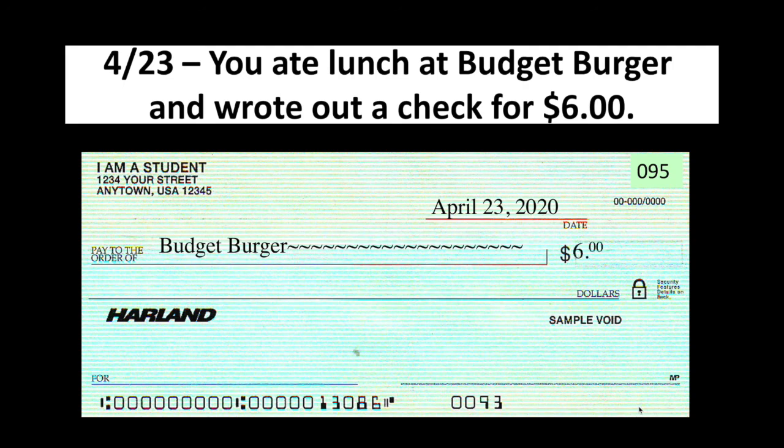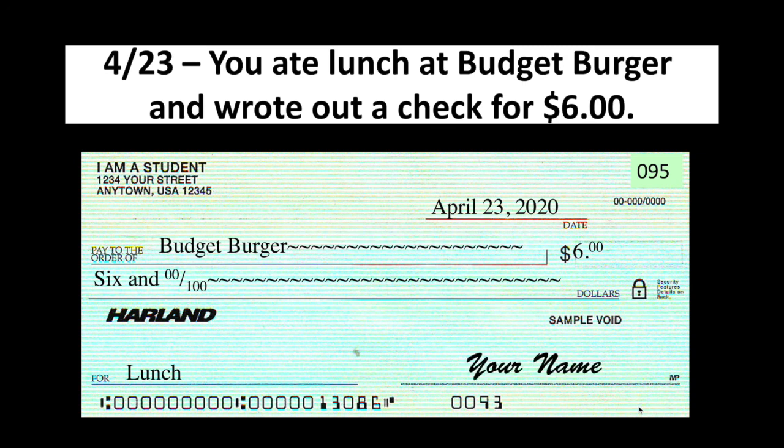The dollar amount, $6. You write your number as close to the dollar sign as possible. You write it out in words, 6 and 00 over 100 with a wavy line to the end so nobody else can alter your check. What is it for? It's for lunch. And then you will sign your name like it is shown on your signature card.